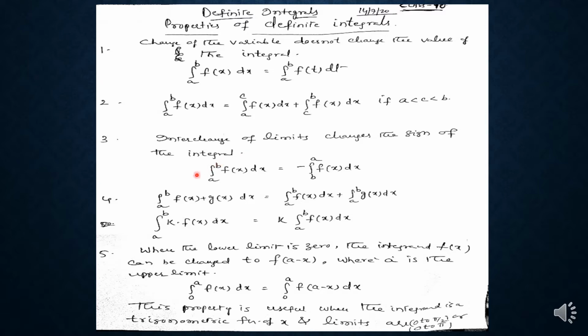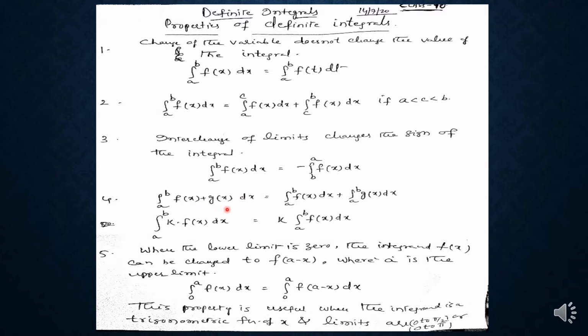Now the third property: integral a to b f of x dx is equal to minus integral b to a f of x dx. If we observe these two integrals, on the left hand side the lower limit is a and the upper limit is b. On the right hand side the lower limit is b and the upper limit is a. Here the limits are interchanged. If we want to interchange the limits, we should put a minus before the integral. Interchange of limits changes the sign of the integral.